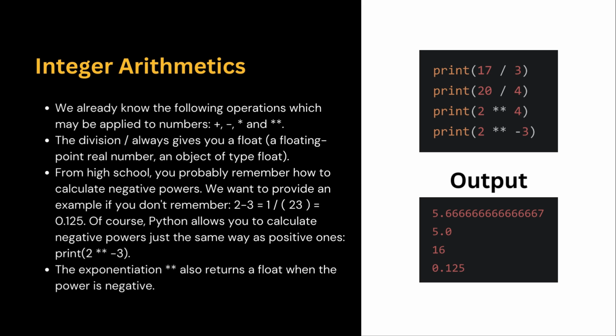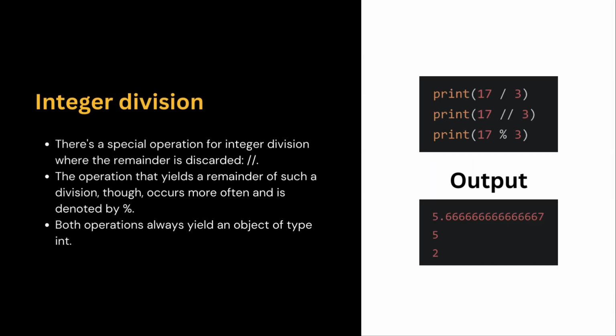So, in summary, Python's arithmetic operations work as expected, and even negative powers are calculated correctly. Integer division. Here, Python offers 2 types of division for integers: regular division, which returns a floating point number, and integer division, which discards the remainder and gives you the whole quotient as an integer. Let's take 17 divided by 3 as an example. With regular division, you get 5.66666667, but with integer division, you get 5 because it discards the remainder.